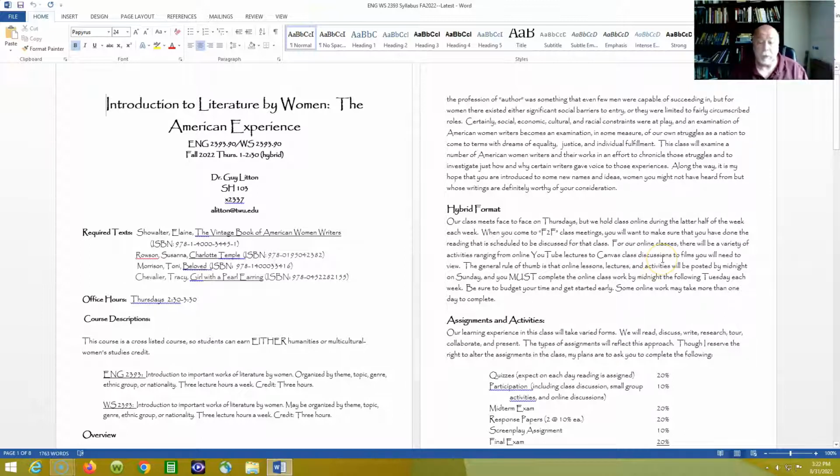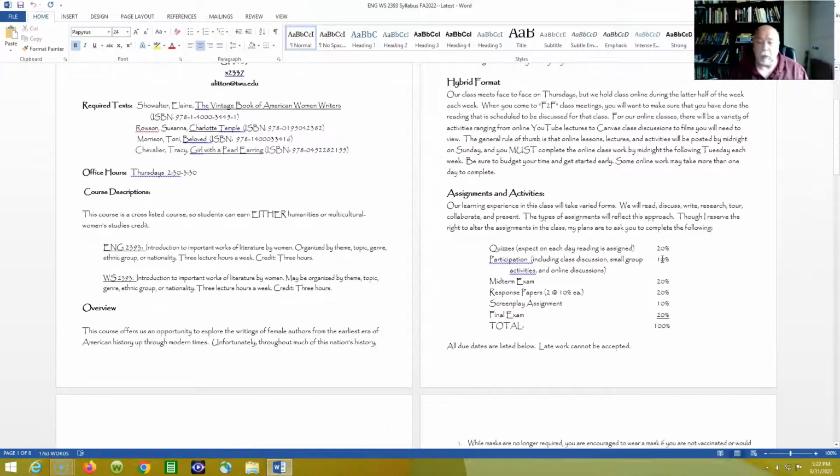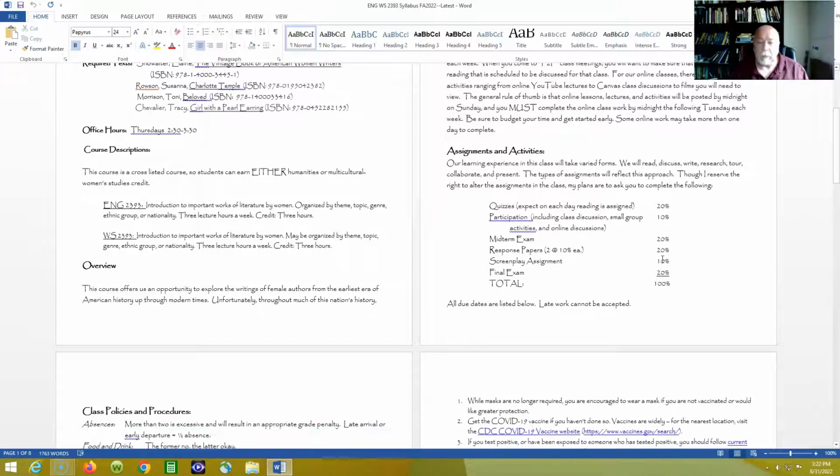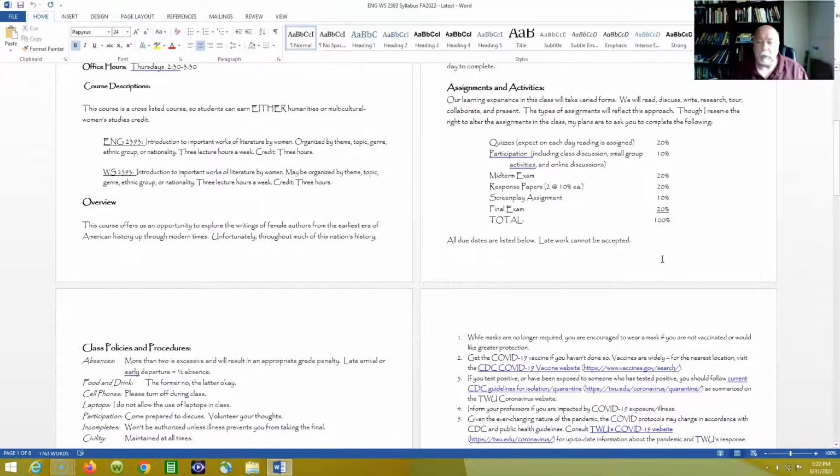It just depends. Now let's take a look here at our assignments and activities and break down the grades here. Quizzes. We're going to have one every time there's a reading. There will be a quiz, whether it's an online class or a face-to-face class. You need to come to class or be prepared to answer your quizzes on the material that is assigned to have been read for that day. Okay. In class, I'll just do a live quiz, paper and pencil. Online, normally it will be somewhere in the lecture.